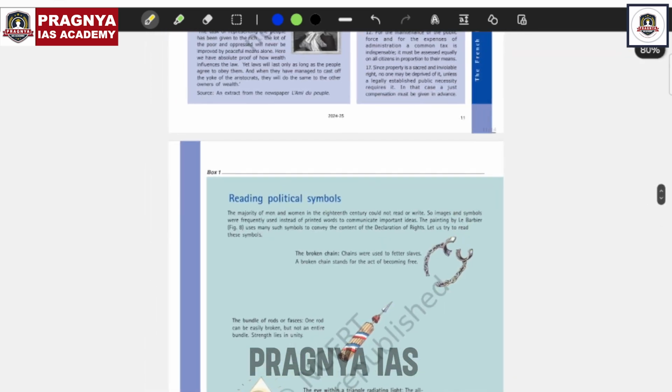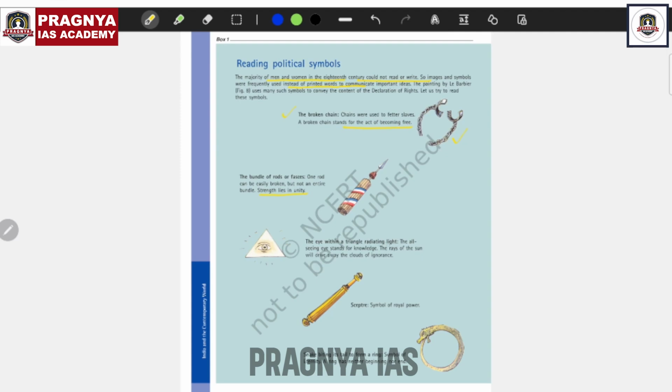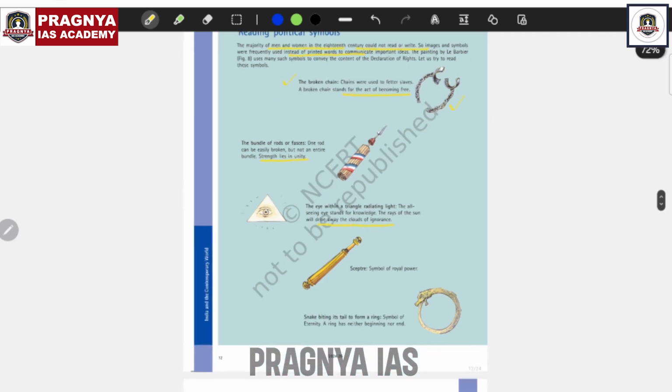See, the majority of men and women in the 18th century could not read or write. So images and symbols were frequently used instead of printed words to communicate important ideas. The broken chain stands for the act of becoming free. The bundle of rods means strength lies in unity. The eye within a triangle radiating light: the rays of the sun will drive away the clouds of ignorance. And the sceptre is a symbol of royal power.